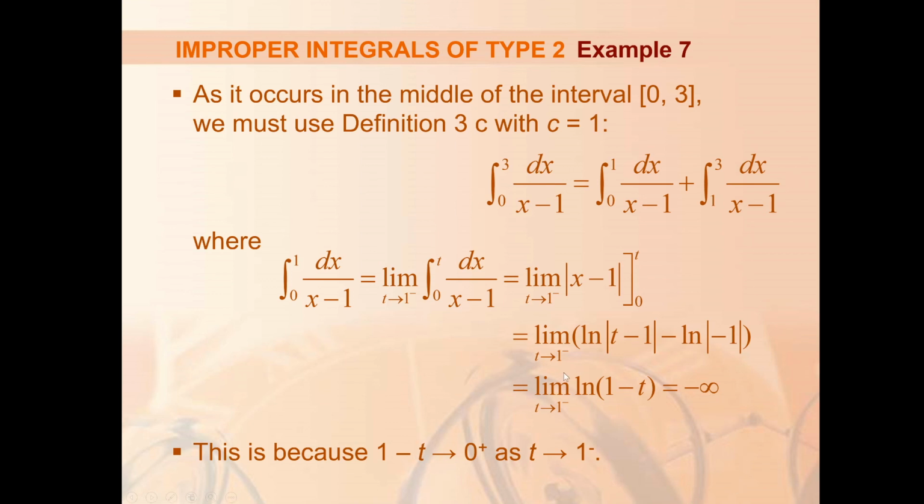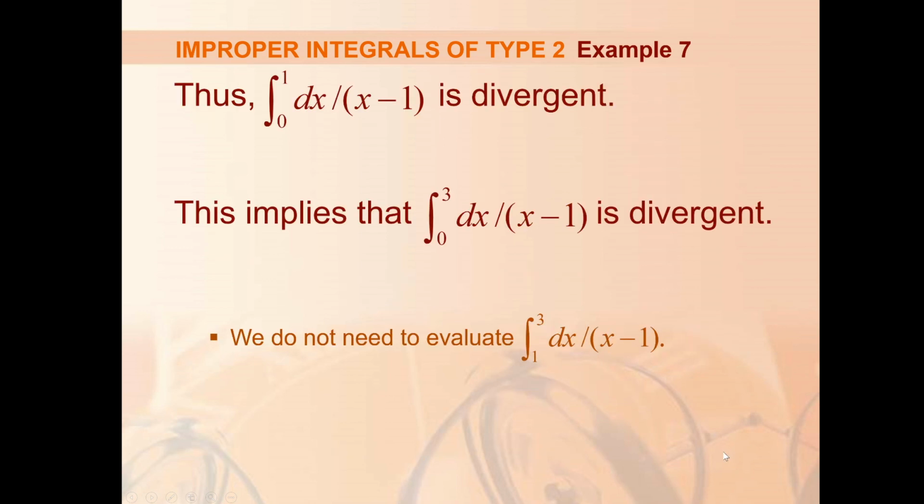Natural log of the absolute value of negative 1 is 0. For this one, you want to put in 1 from the left, so you put in 0.99999. Natural log of 0.00001 is about negative infinity, according to the parent graph of natural log. So the integral from 0 to 1 of dx over x minus 1 is divergent. That implies the integral from 0 to 3 of dx over x minus 1 is divergent. Again, do not worry about the last two examples here. This is more of a continuation with sequences and series once we get into that chapter.